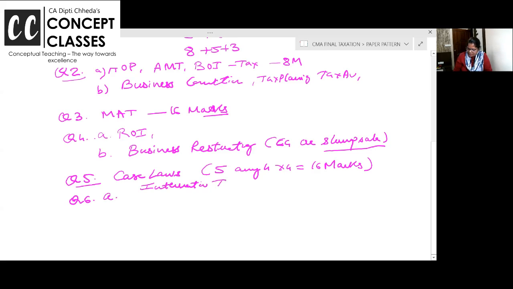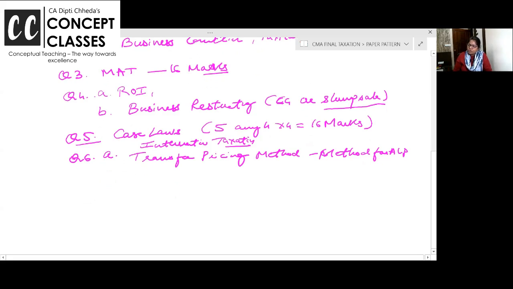International taxation, right? In international taxation, the first question is usually the transfer pricing method. You remember we have done transfer pricing methods, CUP method, and resale method and all that. So method for ALP. Any one of the methods, usually weightage-wise, CUP, cost plus, resale, उसमें भी CUP method ही पूछते हैं. And against this, you have one more. This whole is, you can write international taxation, 16 marks.